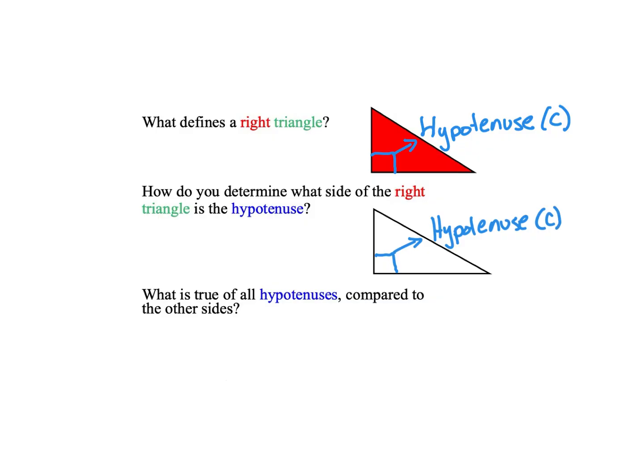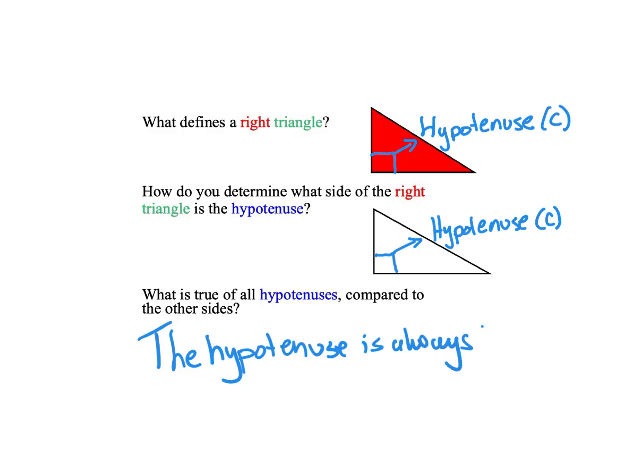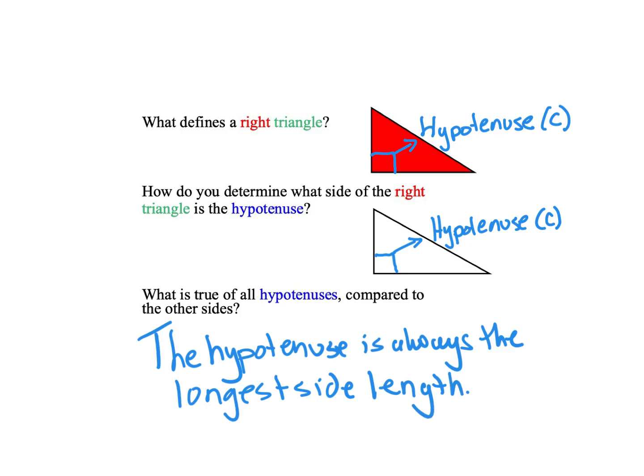This question says, what is true of all hypotenuses compared to the other sides? And it's quite straightforward. The hypotenuse is always the longest side. If we keep that in mind, everything will work out for us. We just have to be able to identify the right angle, then use it to find the hypotenuse.